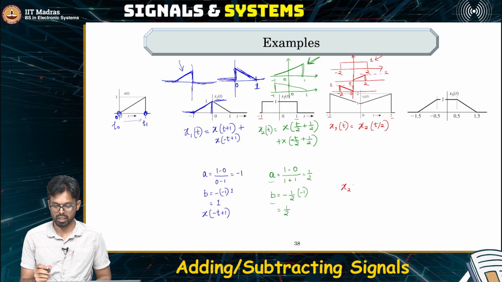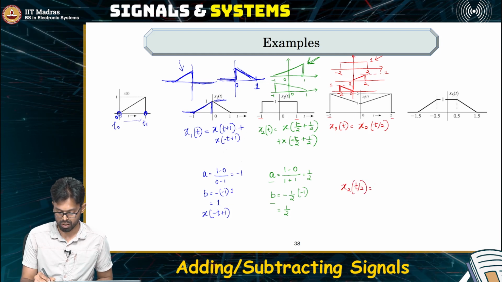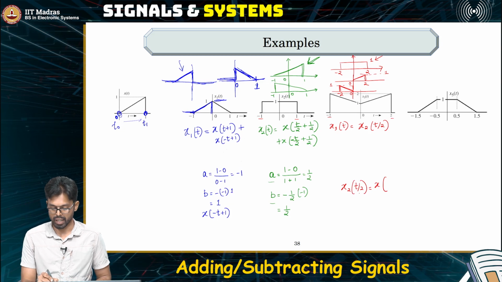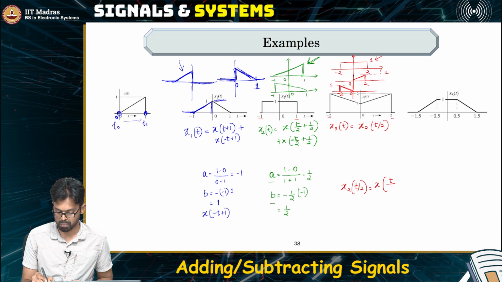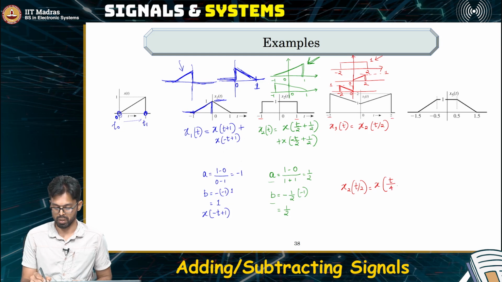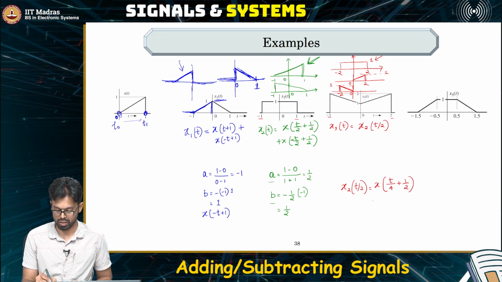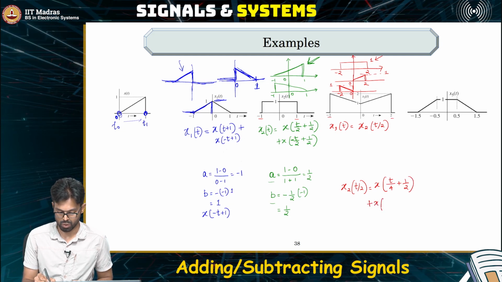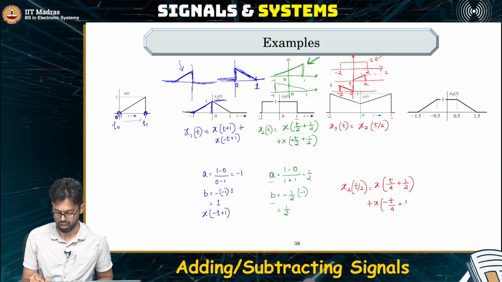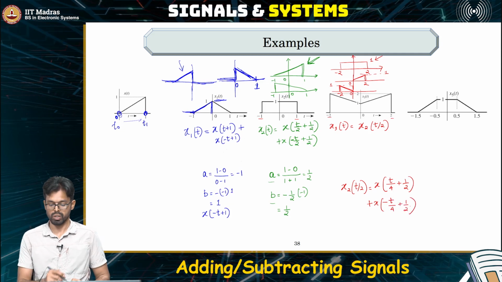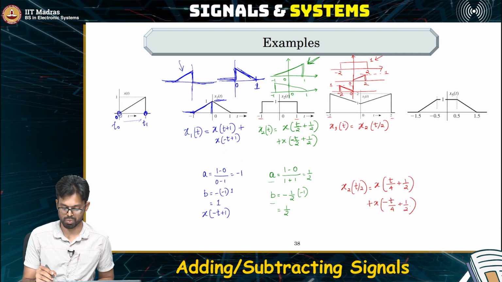What is x2 of t by 2? If I want to represent that in terms of x of t, it is x of, the time parameter is the only thing that is getting scaled. So t by 2 by 2, t by 4 plus, the constant remains the same because that is not divided, plus x of minus t by 4 plus half. Okay, you can check if this is true. Take this as an exercise.